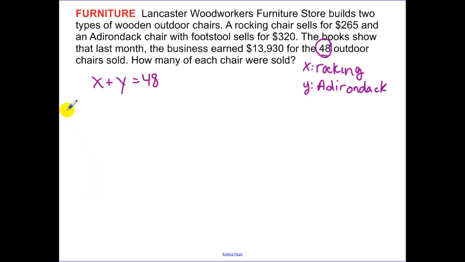Now talk about the money. We have $265 times the amount of rocking chairs plus 320 times the amount of Adirondack chairs is going to equal what we earned for our money. I'm going to do substitution. I'm going to solve this equation for y and substitute in.